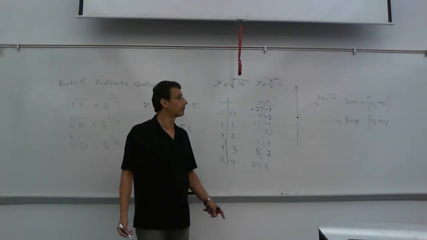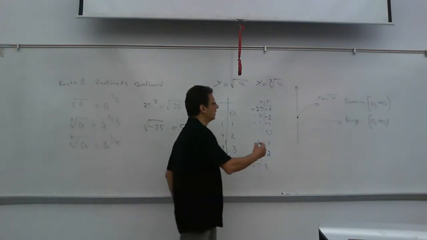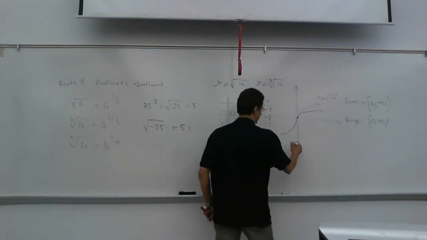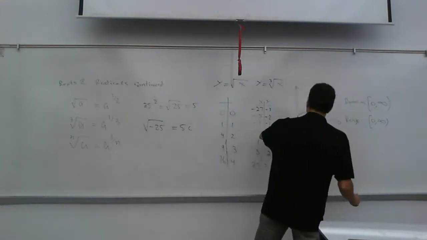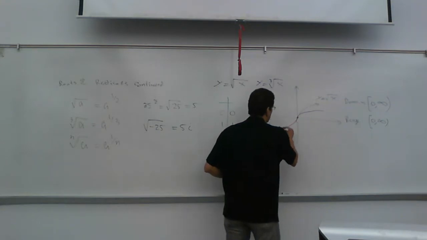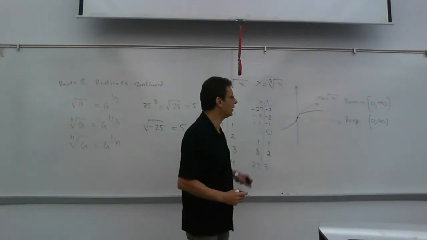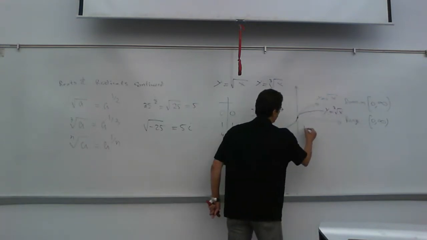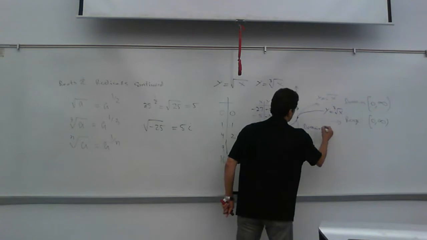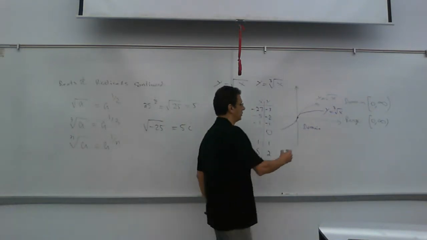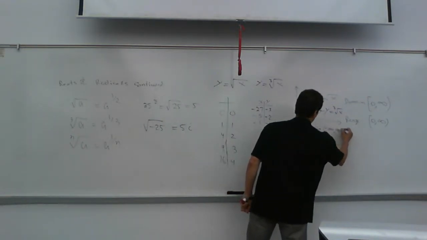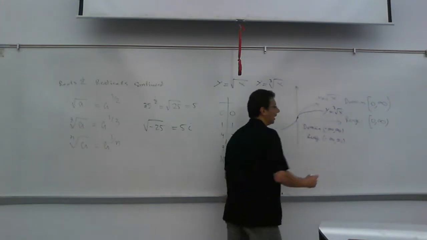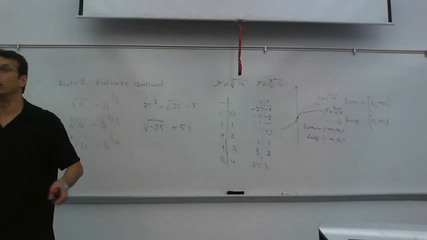Does that work? Again, if I carefully graph this, it looks like this. Okay? By no means is this to scale, but the idea is that if you look at this one, y equals cube root of x, what do you think the domain is, everybody? Negative infinity to positive infinity. What is the range, everybody? The same thing. And so when it comes to an odd root, the graph is important.